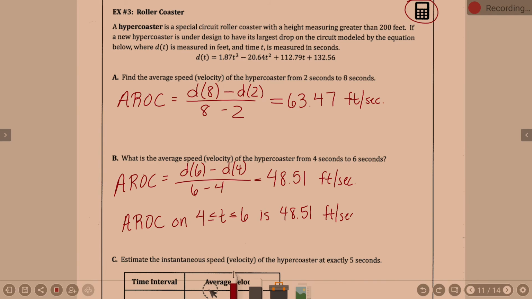One of the things we have to get in the habit of doing is writing out answers at times, and not just giving a numerical answer. I can use AROC for short, but the average rate of change on the interval 4 less than or equal to t less than or equal to 6 seconds is about 48.51 feet per second. Man, I'm making a mess of this.